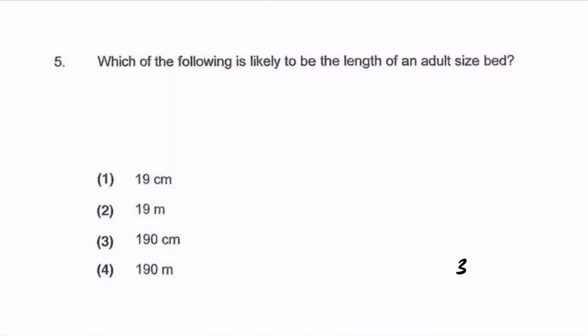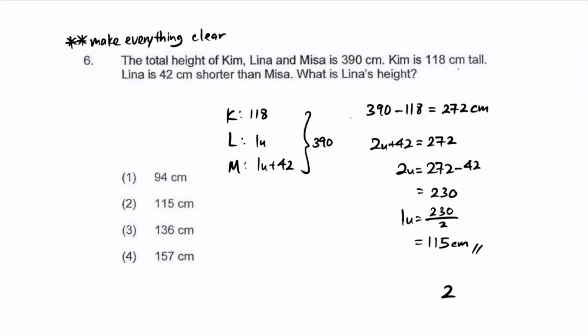So this is one of the few questions that don't require a working. So you kind of have to know your units. Now in this case, the length of an adult-sized bed, that is 1.9 meters. That makes sense. So longer than the typical height of an adult. So the answer is number 3. No working needed.